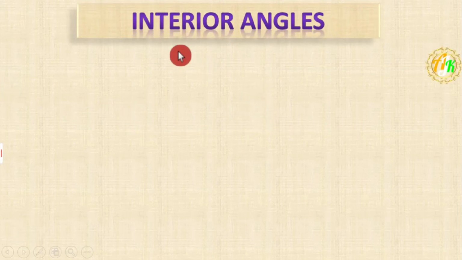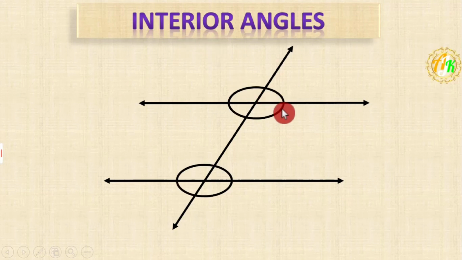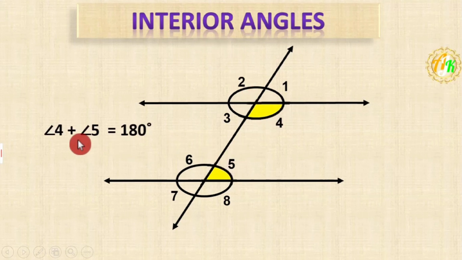Now interior angles. Parallel lines and a transversal line are before you. Out of 1 to 8, 4 and 5 are interior angles as they lie on the same side of a transversal line. Their sum is 180 degree. Angle 4 plus angle 5 is equal to 180 degree. Similarly, angle 3 and angle 6 are interior angles.